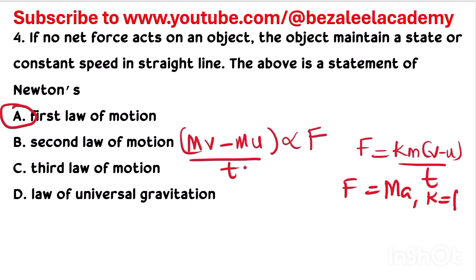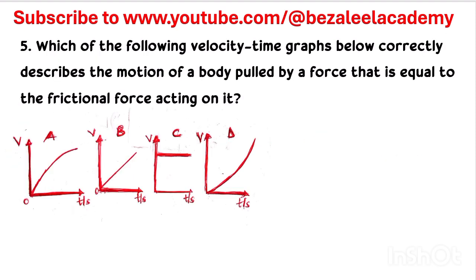The third law is talking about actions and reactions being equal but opposite. You see that from that statement, it's not talking about what we have been given in the question at all. And the law of gravitation is not related to that at all. So let's quickly go to the next question. We can see from here, option B is wrong, option C is wrong, and option D is also wrong. We can say option A is the correct one.